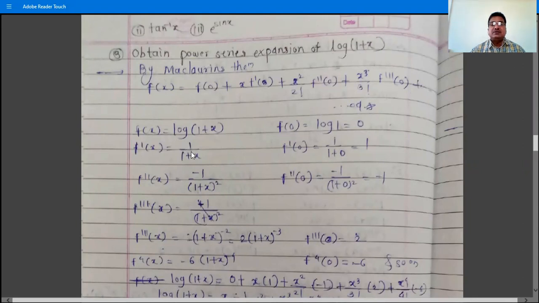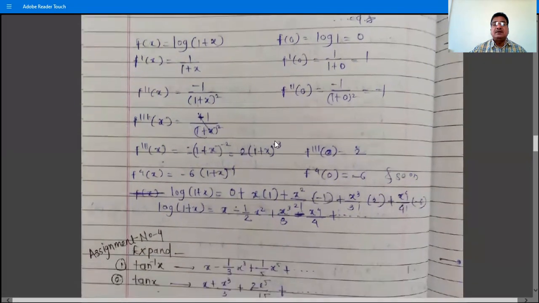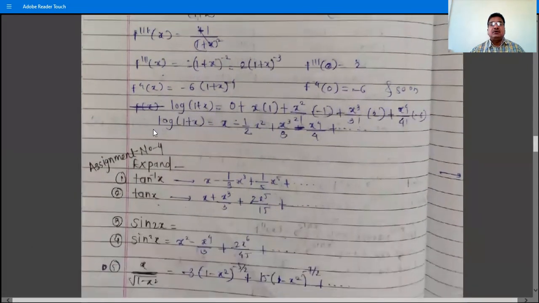Then f'(x) is 1/(1+x), f'(0) is 1/(1+0), that is 1. Then f''(x) is -1/(1+x)², and its simplification is (1+x)^(-2). The value at 0 is -1. So its derivative is, minus minus becomes plus, 2(1+x)^(-3). The value at 0 is 2. Then the fourth order derivative is -6(1+x)^(-3-1), that is (1+x)^(-4), and the value at 0 is -6.